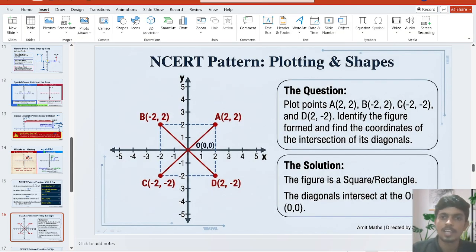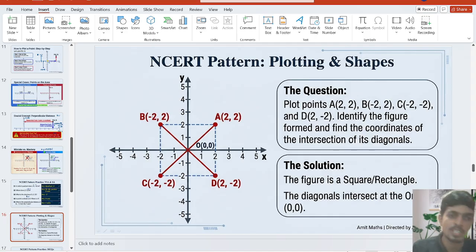NCERT pattern, plotting and shapes. Plot A(2, 2), B(-2, 2), C(-2, -2) and D(2, -2). Identify the figure formed and find the coordinates of the intersection of its diagonals. Here A is (2, 2): run 2 and jump 2. B is (-2, 2): left from the origin 2 and up 2. C is (-2, -2): left 2 and down 2. D is (2, -2): right 2 and jump down 2. I hope it is clear to you.